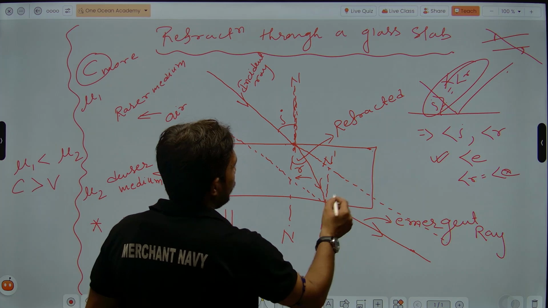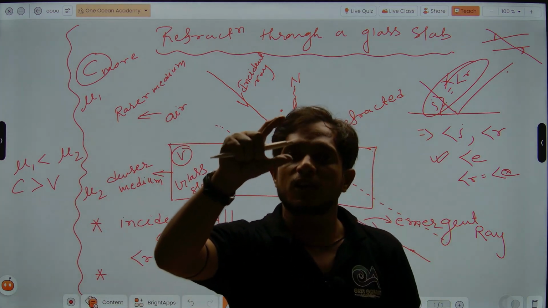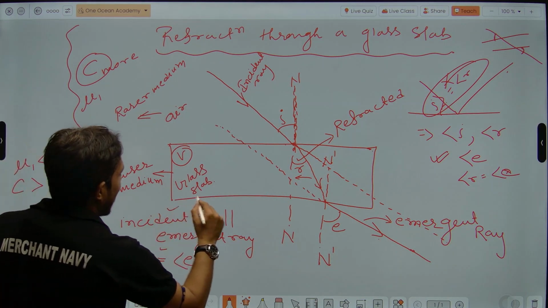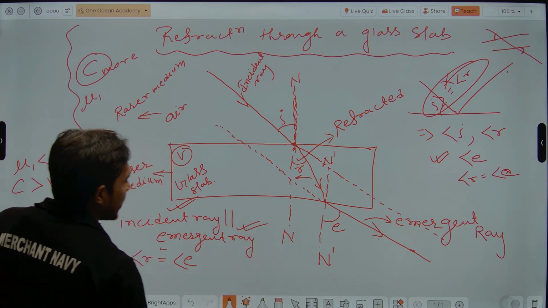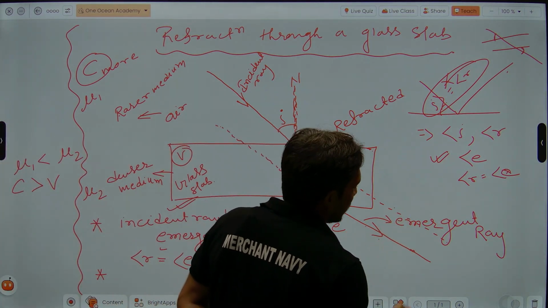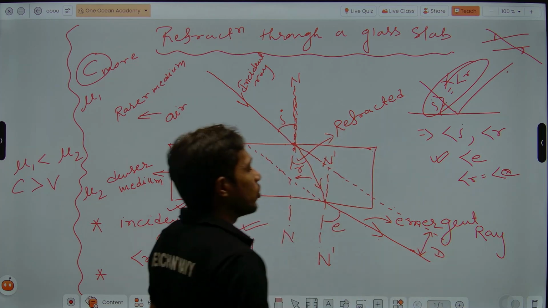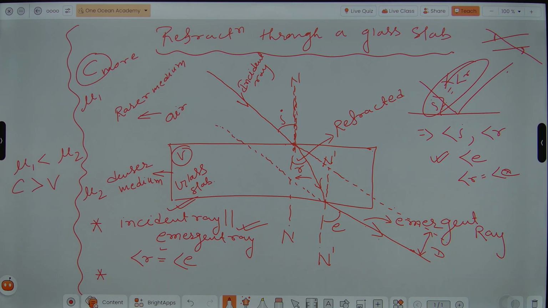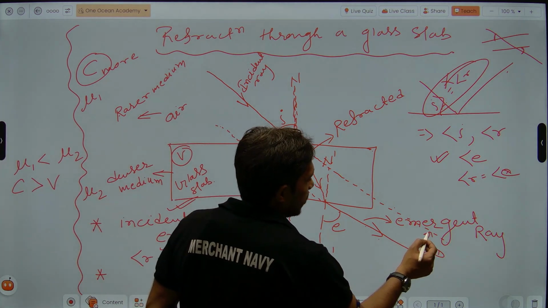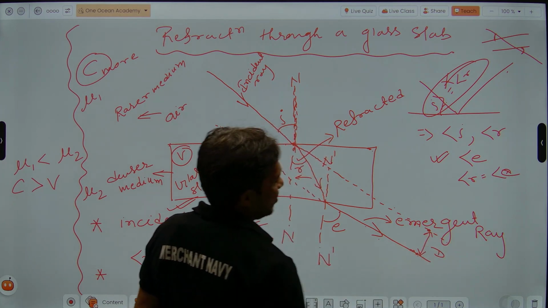Now, the distance between the parallel lines. So what lines are parallel? The incident ray and the emergent ray are parallel. So the distance between the incident ray and emergent ray is known as the lateral displacement, and denoted by capital D. If you want to measure the distance from here to here, this distance is known as the lateral displacement.